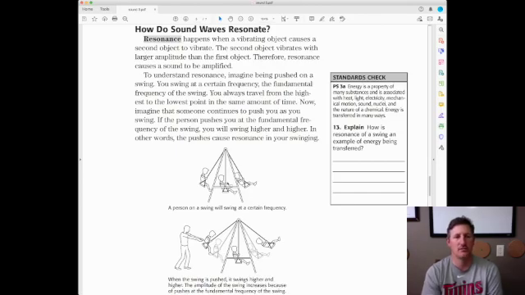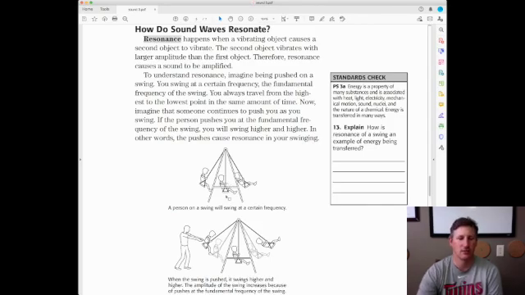To understand resonance, imagine being pushed on a swing. You swing at a certain frequency, the fundamental frequency of the swing. You always travel from highest to lowest point in the same amount of time. Now imagine that someone continues to push you as you swing. If the person pushes you at the fundamental frequency of the swing, you will swing higher and higher. In other words, the push causes resonance in your swinging.